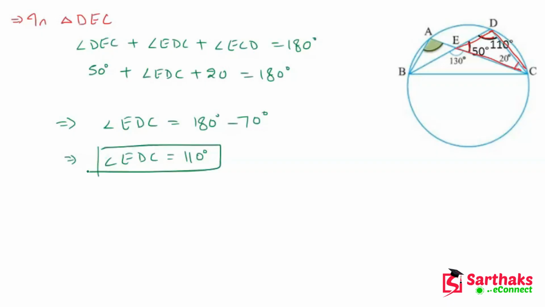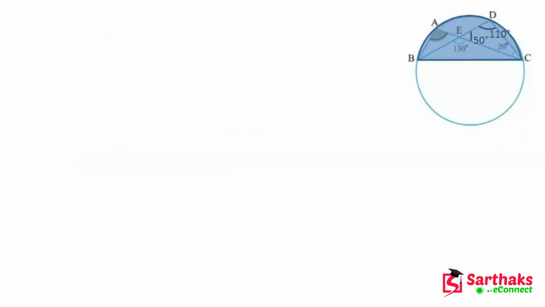So this is what, 110 degree. Okay, my dear friends, so now here we can see segment BADCB. You can see angle BAC, this angle, and angle BDC, this angle, are in the same segment and they must be equal.